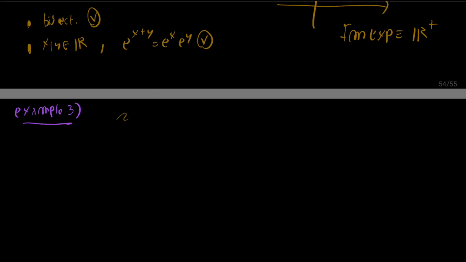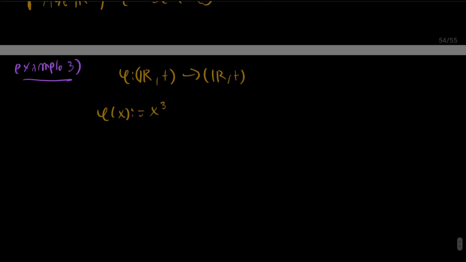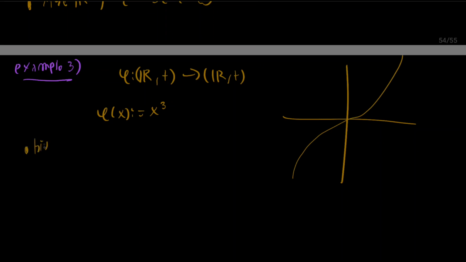Here we're going to take as an example the additive group of real numbers, and we're going to define our function to be x cubed. It is clear why this function is not an isomorphism. That is because even though the function is bijective, as you can see, because its graph is something like this, it is not a homomorphism, meaning that it does not preserve the group structure.